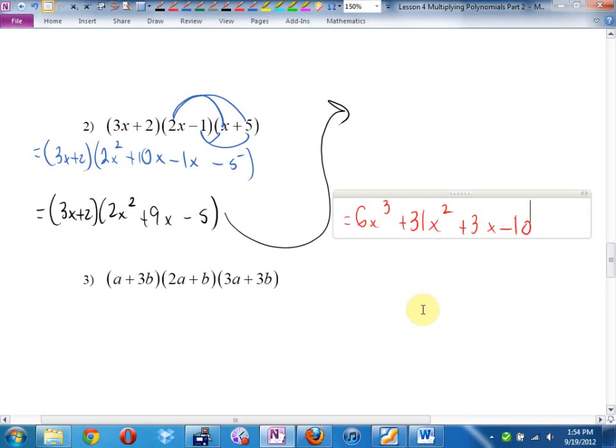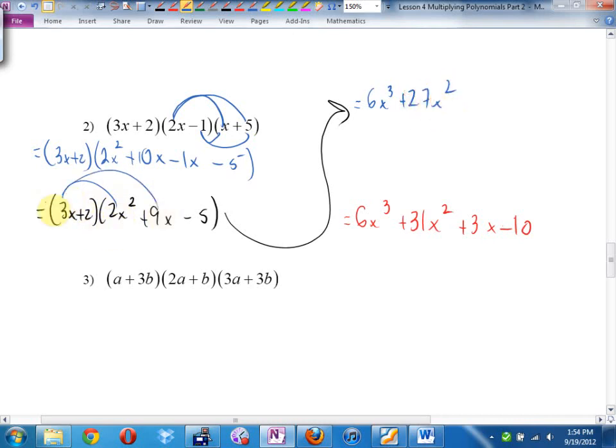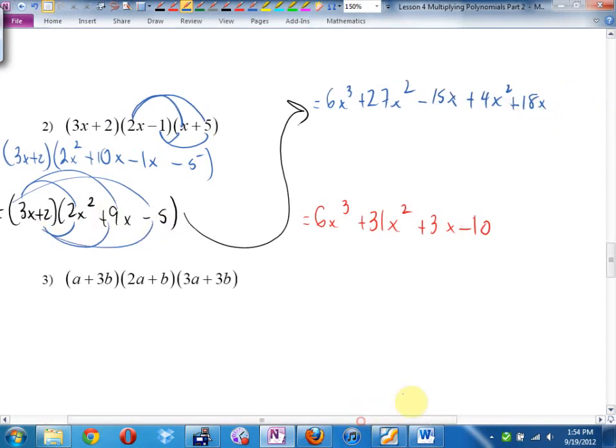I'm pretty sure when you FOIL it out, you get a 6x cubed, a 27x squared, a minus 15x, a positive 4x squared, a positive 18x, and a minus 10. Yes, I hope, think. And then gather like terms.